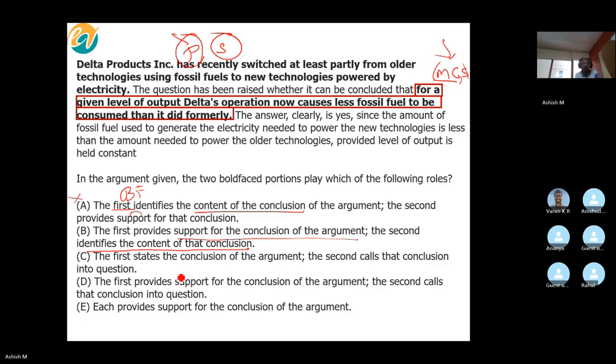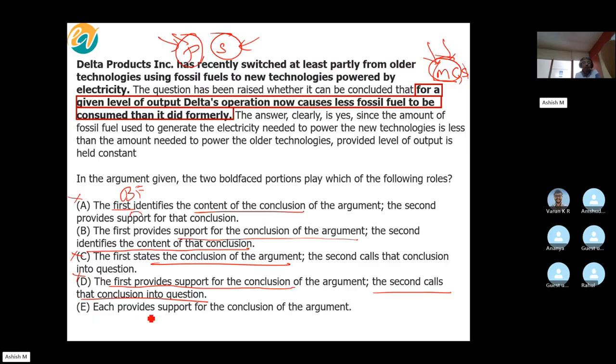The first states the conclusion of the argument. Clearly wrong. First is not the conclusion. First is a premise. Okay. First provides support for the conclusion. This seems okay. Second calls that conclusion into question. Second is not calling that conclusion into question. In fact, second is the conclusion itself. So David gone. Okay. How about Edward?